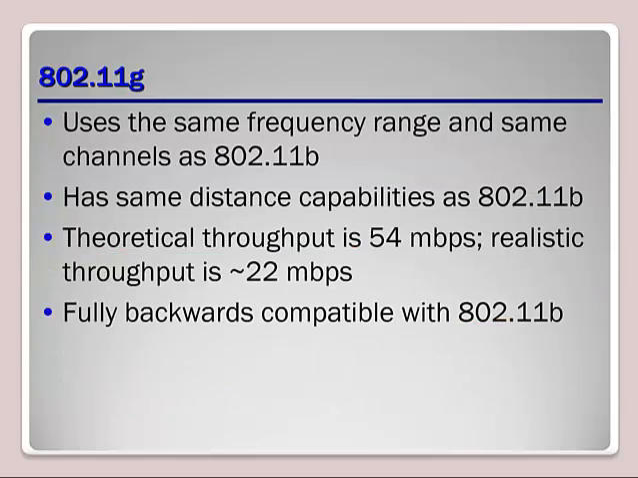All right, so G came out in 2002, 2003. It was amazing. It uses the same frequency range and same channels as 802.11b, and has the same distance capabilities as 802.11b. The theoretical throughput is actually 54 megabits, but really we were looking at about 22 megabits per second. And it's fully backwards compatible with 802.11b. That's why you'll see it listed as 802.11bg sometimes.